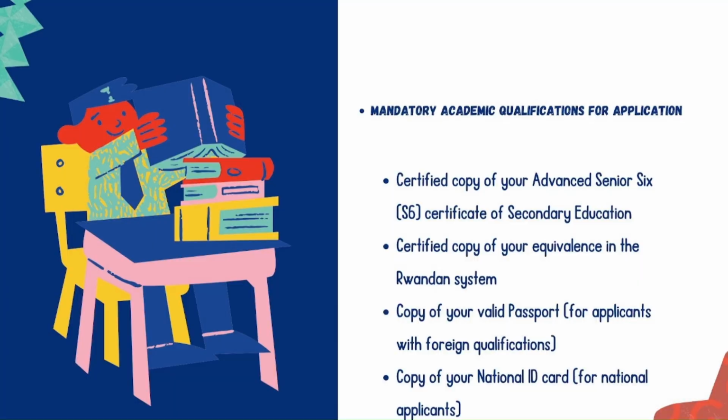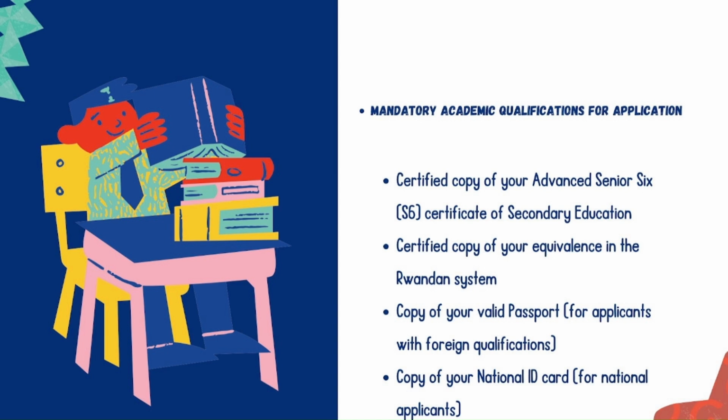For the application, one of the requirements is a certified copy of your advanced senior 6 certificate of secondary education. This can apply to Ugandans and Rwandans, but Kenyans have to have their KCSE certificate, which is also valid. And South Sudanese also need their South Sudan certificate of secondary education, but they need you to equate it into the Rwandan system. So you need to equate your certificates into the Rwandan system. That is one of the requirements.